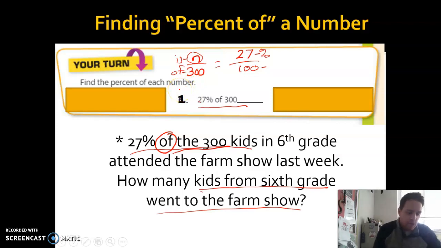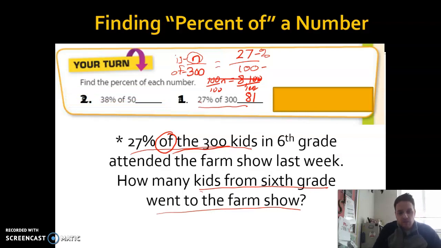So I'm going to get my calculator out here, and I'm going to do 300 times 27, and that's going to equal 8,100. Over here, I'm going to do 100 times n. That's going to be 100n. And then we're going to divide both sides by 100. And I'm going to get 81. So 27% of 300 would be 81. Down here, how many kids? It'd end up being 81 students. All right?